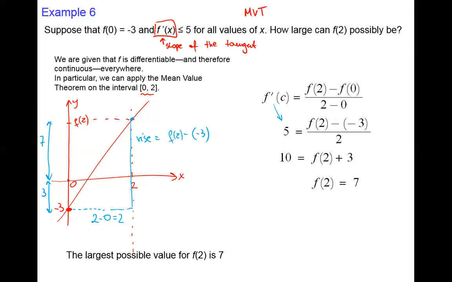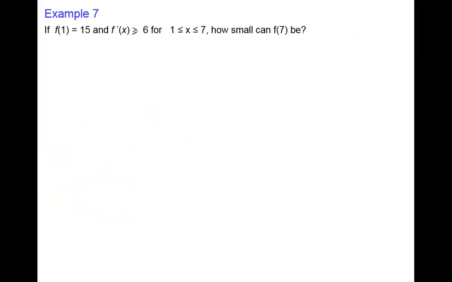Okay, do we have another one like that? Something similar. If f of 1 is 15 and the derivative is greater than or equal to 6 for all of the numbers between 1 and 7, how small can f of 7 be? We can see the same thing. Now it's a little bit easier because they're giving us an interval from 1 to 7. But even based on this and this, I can figure out that my interval is from 1 to 7.